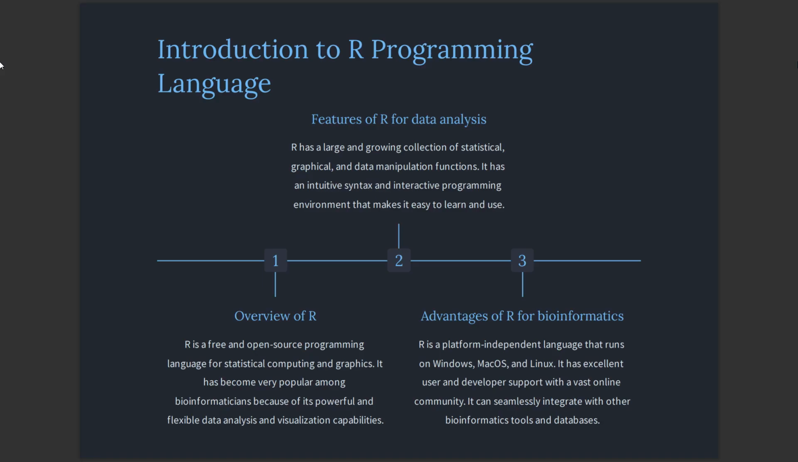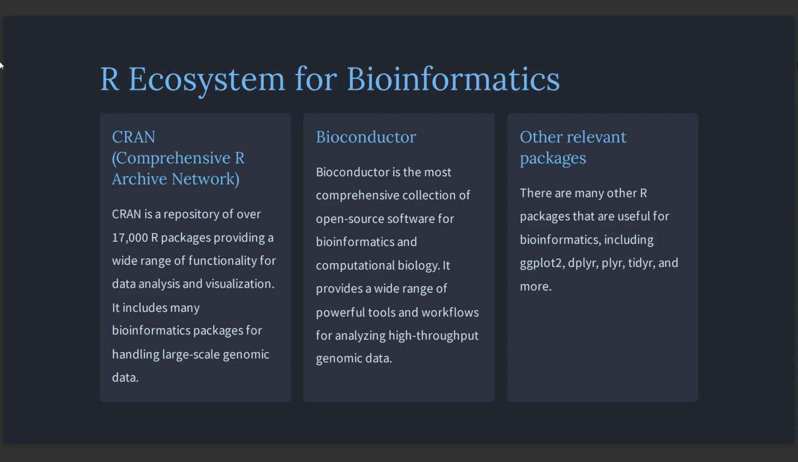But as a researcher, you have to deal with a lot of bioinformatics data. So you have to integrate these bioinformatics tools with your websites, databases, and stuff like that. You can use R for making Shiny apps and stuff like that. R has a large and growing collection of statistical, graphical, and data manipulation functions. It has an intuitive syntax and an interactive programming environment that makes it easy to learn and use. The R ecosystem is also available on the Comprehensive R Archive Network, also called CRAN, which provides a wide range of packages for statistical analysis and data manipulation.